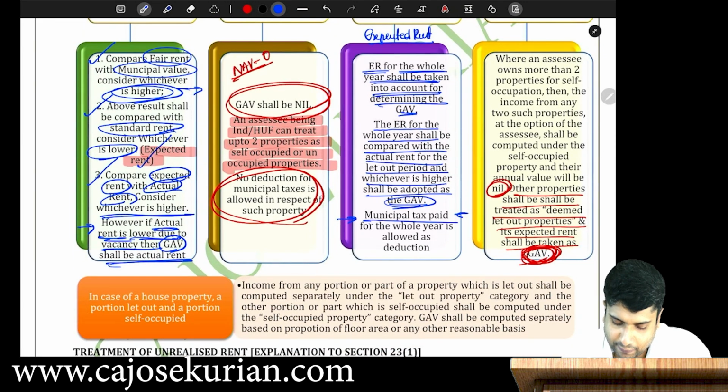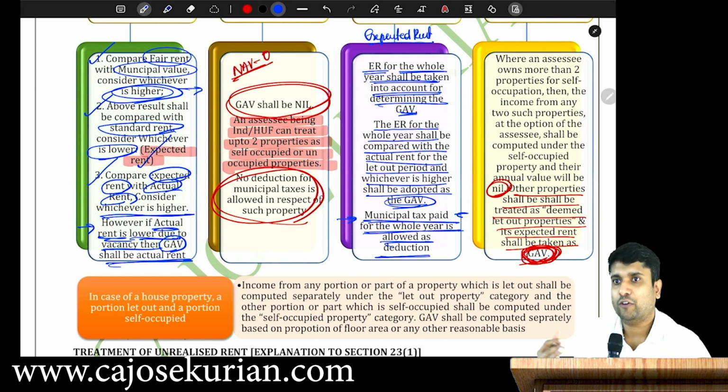And there is one advantage. What is that? Municipal tax paid for the whole year is allowed as a deduction. Normally for a self-occupied property, you will not get the deduction for the municipal taxes. Yes or no?